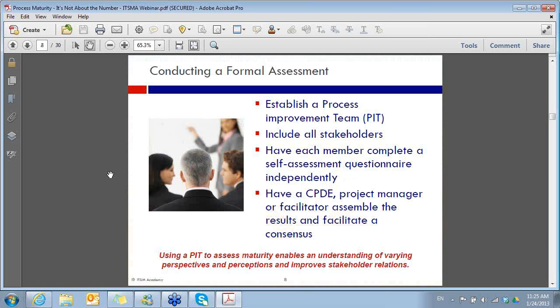So very basically, doing an assessment involves putting together a team and making sure that you're including all the stakeholders. And in this particular context, I'm talking about all of the stakeholders for the process or perhaps the set of processes that you're looking at assessing. It's very important that you have all the stakeholders engaged because you want to get their feedback. You want to make sure that you understand their requirements. This is really an opportunity for you to build trust with those stakeholders.